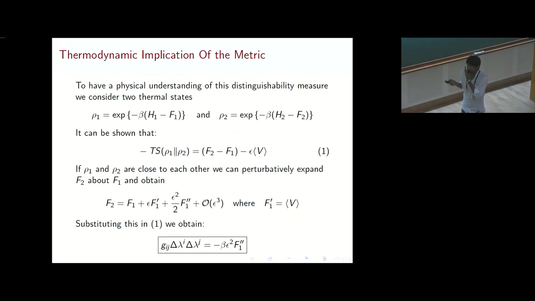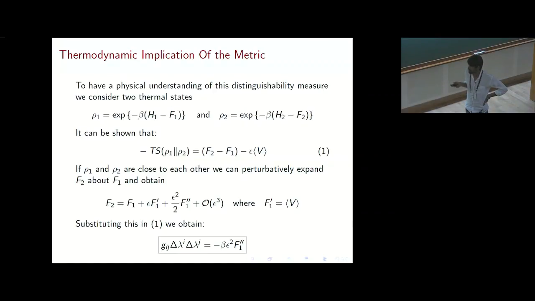So yeah, one thing we have observed is that this metric has thermodynamic implications. That is, we have taken the states rho 1 and rho 2 to be Gibbs states in this case, where when we take rho 2 in the neighborhood of rho 1, the Hamiltonian H2 can be taken as a perturbed Hamiltonian H1 with epsilon v as the perturbation term. There we have observed their connection between relative entropy and free energy.